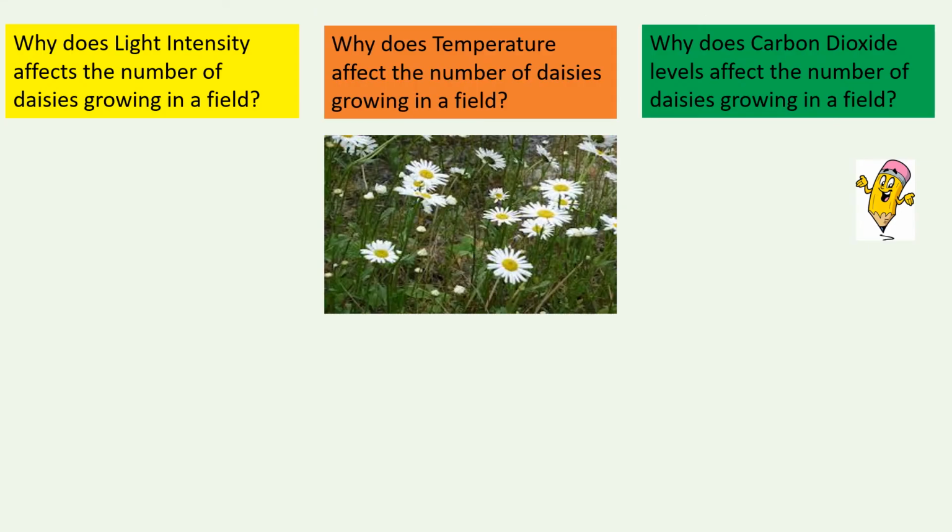Pause the video and write down how you think these abiotic factors will affect the daisies in the field before I go over the answers. So why will light intensity affect the numbers of daisies growing in a field? Why will temperature, and why will carbon dioxide levels?